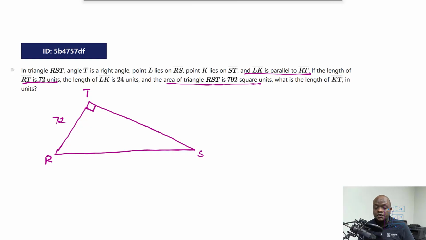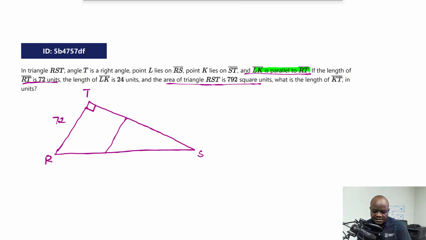So quite a lot to work through. I've already drawn the shell of this. Triangle RTS is a right triangle and T is a right angle, so that's already drawn. Now the key to understanding this question is that LK is parallel to RT. And then we draw a line parallel to RT, which would look like that.